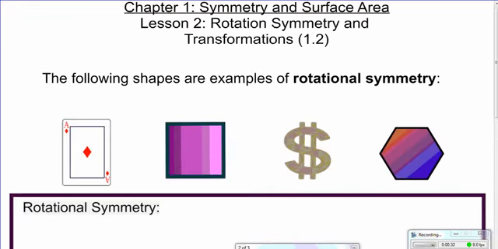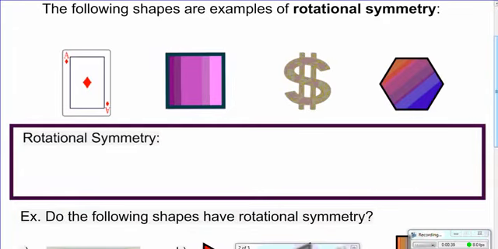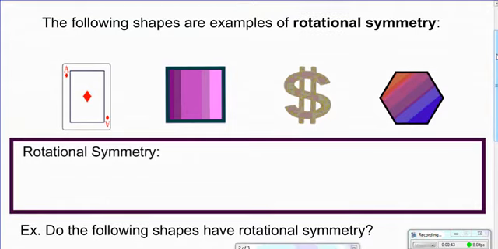So, looking at these objects, and I know in your notes they are in black and white, the same as with line symmetry, color is important. On the square and on the hexagon, we're going to ignore the shading color. We're going to assume that they're fully colored in. I'm not sure why my color changed like that. They are all purple. Let's go with that, okay? And so when we look at rotational symmetry, these shapes are all examples.